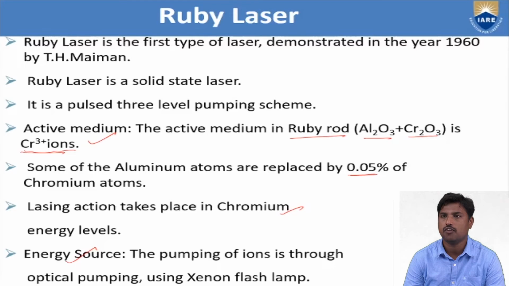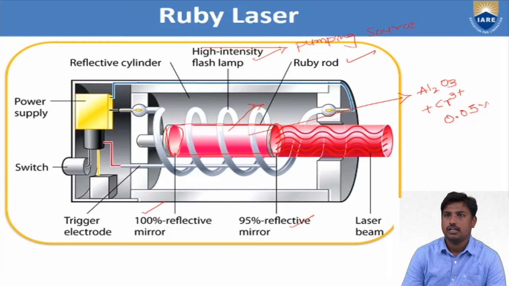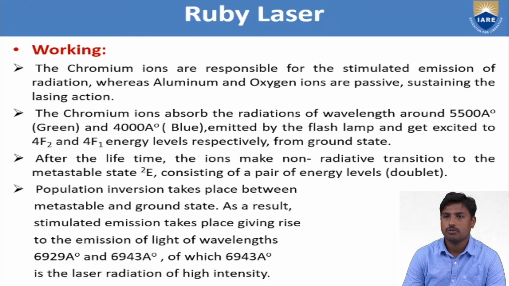Energy source: xenon flash tube. A helical xenon flash tube is used for optical pumping, nothing but the pumping source. And this is the schematic diagram for the ruby laser. Now coming to the working. The chromium ions are responsible for the stimulated emission of radiation, whereas aluminum and oxygen ions are passive, sustaining the lasing action.